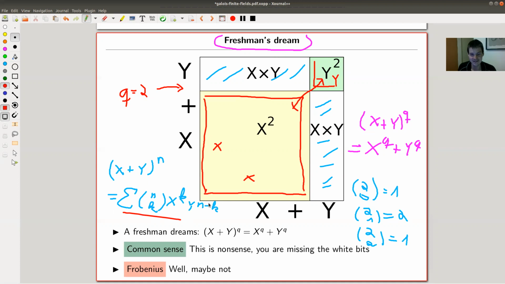And then comes Frobenius and says, well, maybe not. The observation that I'm going to show you obviously doesn't go back to Frobenius, but I just name it Frobenius because there is a Frobenius endomorphism. So let's have a look at why Frobenius thought, in quotation marks, that common sense is nonsense and freshman's dream is actually true.